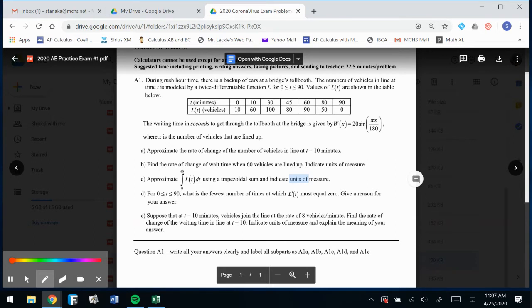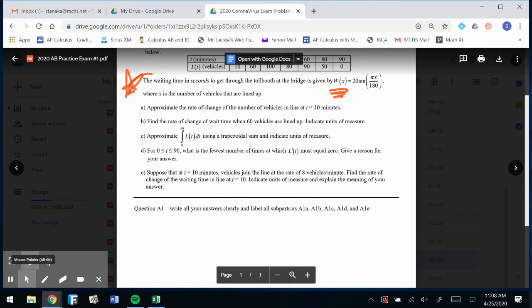Part B: find the rate of change of wait time when 60 vehicles are lined up. Indicate the units of measure. Okay, so we have wait time, and this here is the wait time, and we're going to find the rate of change of that. Well, that would just be the derivative, right, class?